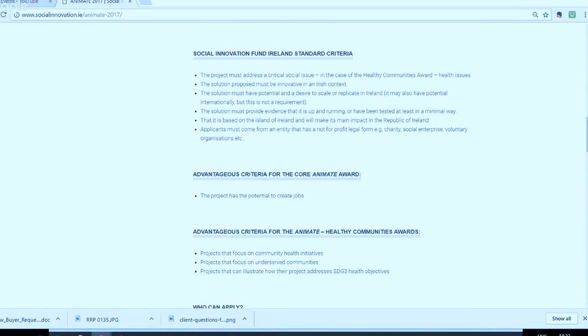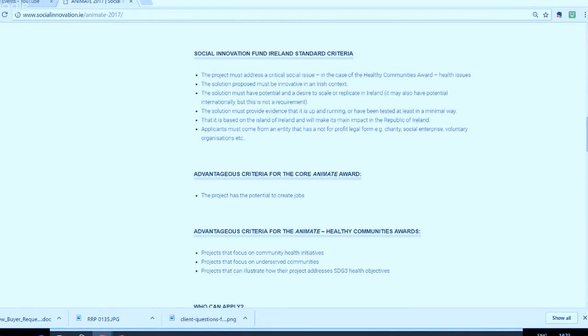The last thing, and very important to touch on what Aisling just said, is that it is based on the island of Ireland and will make its main impact in the Republic of Ireland. So maybe it is a solution that works in Holland. A perfect example of that is a past winner of Animate from last year, which was CareBright, who actually went around Europe. We're looking to solve with an innovative solution, how can we cater and care for people that are suffering with dementia, so that the first solution isn't just to send them to the nursing home. How can we assist them to live at home as long as possible, to empower them to not suffer from loneliness, but also to live independently as much as they can.